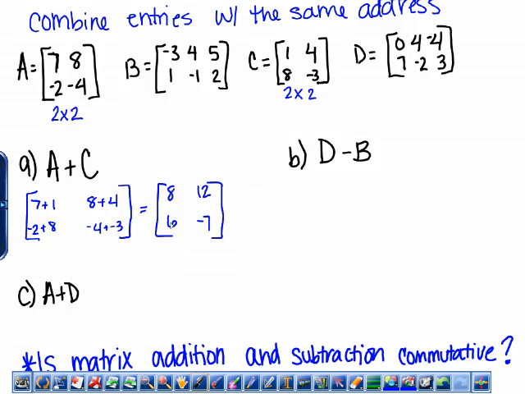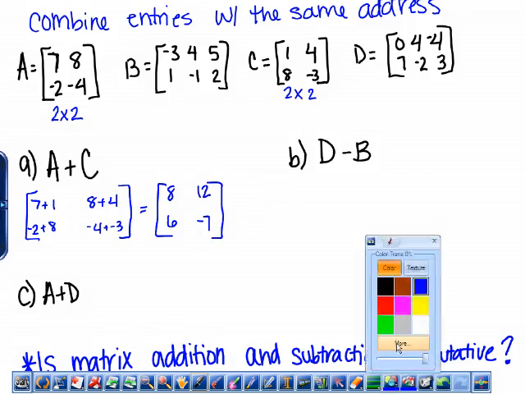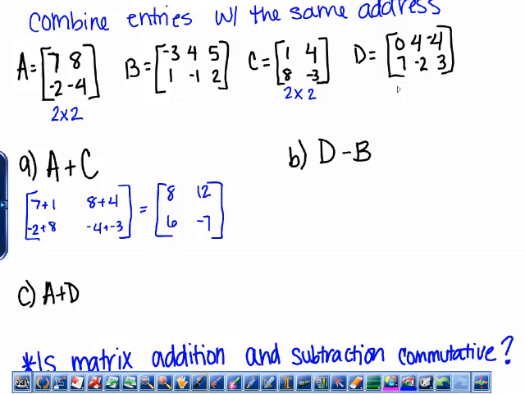Okay? All right. Let's do D minus B. First of all, we got to check the dimensions. What are the dimensions of D? 2 by 3. What are the dimensions of B? 2 by 3. So can we subtract them? Okay. Remember, D minus B is different than B minus D, right? 5 minus 2 is different than 2 minus 5. So you have to go in the order that it's given to you. So I've got to do D first, then subtracting B.